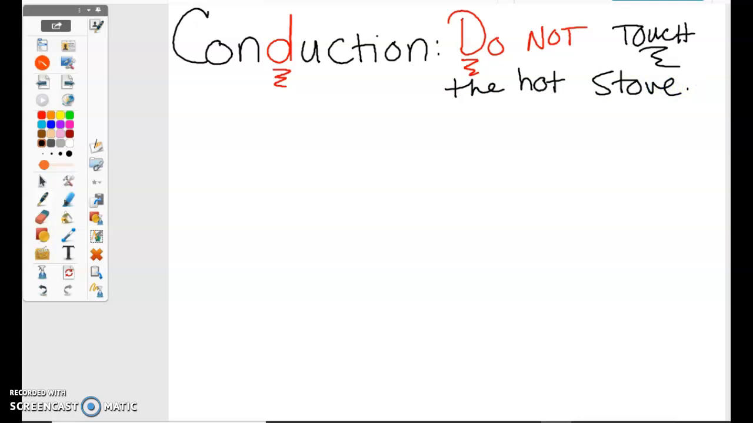First, we got conduction. You'll notice that I highlighted the D in a different color, underlined it, and then beside that I put "do not," because of the D there: do not touch the hot stove. So we all know that conduction is the transfer of heat through touch. Transfer of heat through touch. I'll give you a moment to get that copied down.